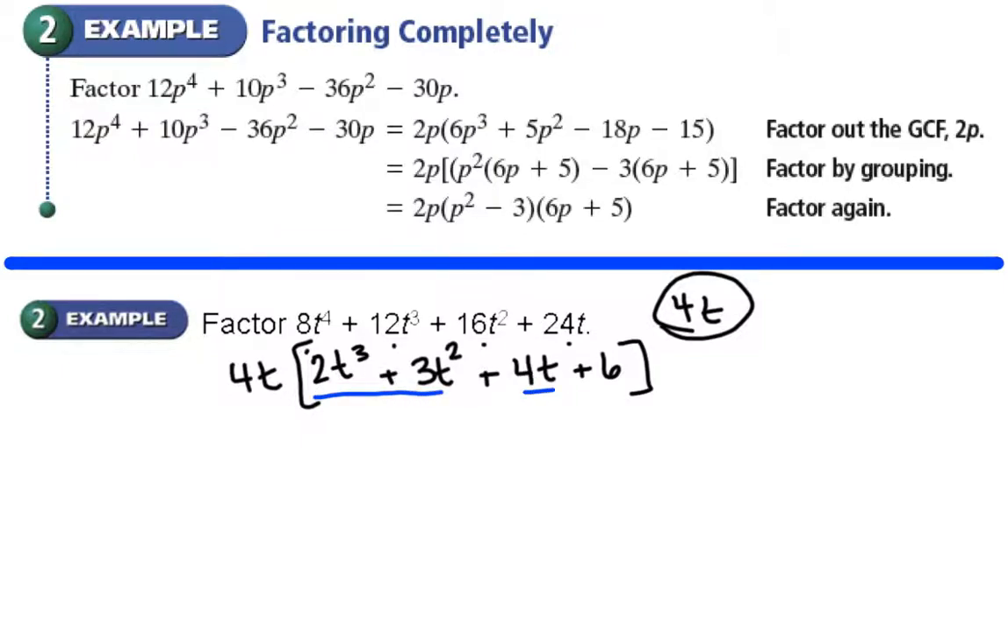Okay, now we want to look inside the brackets and see if we have anything in common between the first two and the last two. 2t cubed and 3t squared. Well, 2 and 3 only have a 1 in common, so that's not going to help anything. T cubed and t squared, they have t squared in common. So let's factor out t squared. So that's going to leave us with 2t plus 3. Because 2t cubed divided by t squared, 3 minus 2 is 1. 3t squared, factor out that t squared, leaves us with just 3.